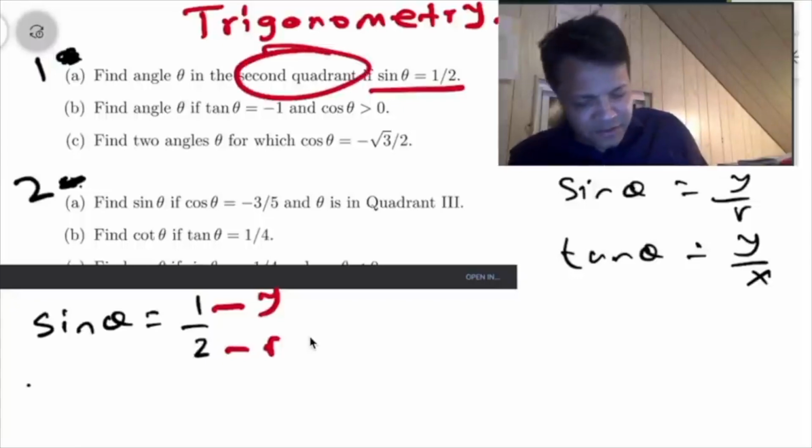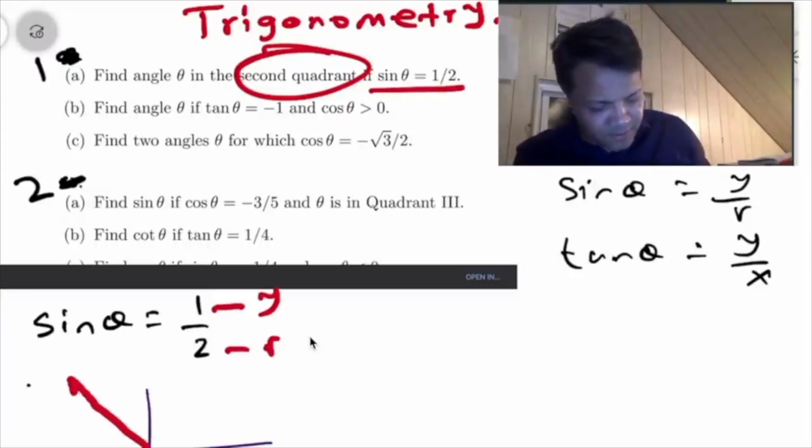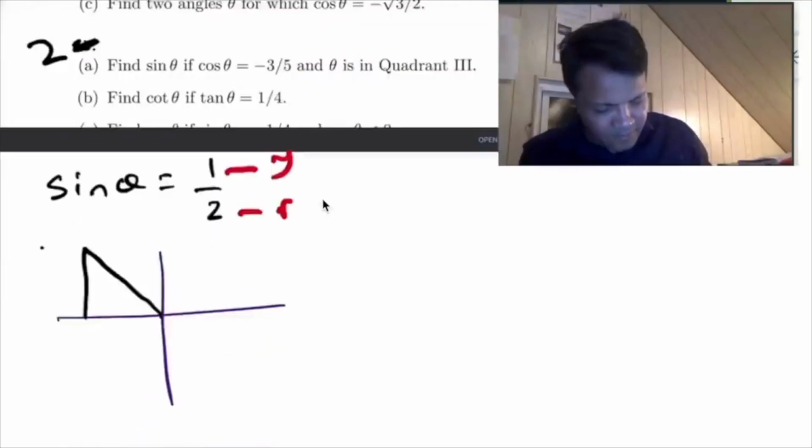This is in the second quadrant. Okay, so let's put it in the quadrant. So now in the second quadrant I'm going to draw this. Alright, so y is 1, so I'm going to write y is 1. And r is 2, so I'm going to write r.